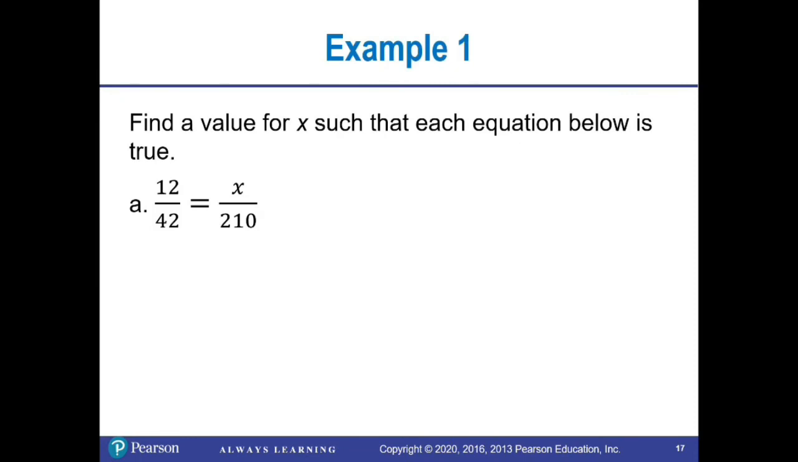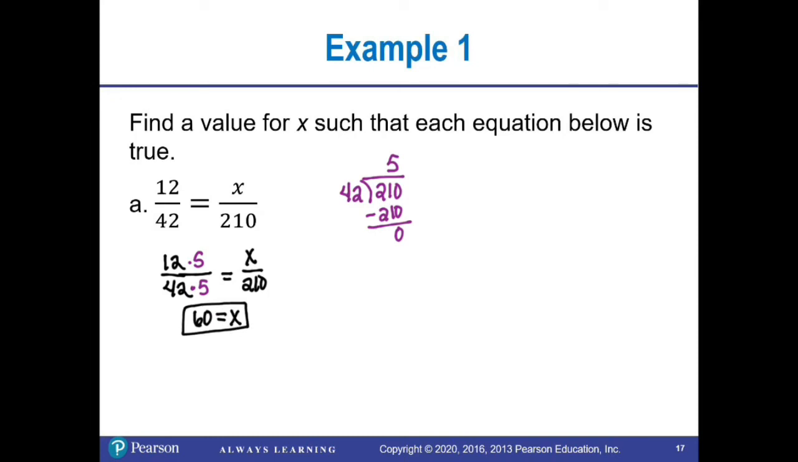Let's find a value for x that will make our equation true. I want to think about the number that I need to multiply the numerator and the denominator by to get that fraction on the right side. So 42 goes into 210 5 times. To make that equivalent fraction, we have multiplied the denominator by 5. 42 times 5 is 210 on the right side. If I multiply the denominator by 5, by the fundamental law of fractions, I also have to multiply the numerator by 5. And 12 times 5 is 60. And so x, in this case, is 60.